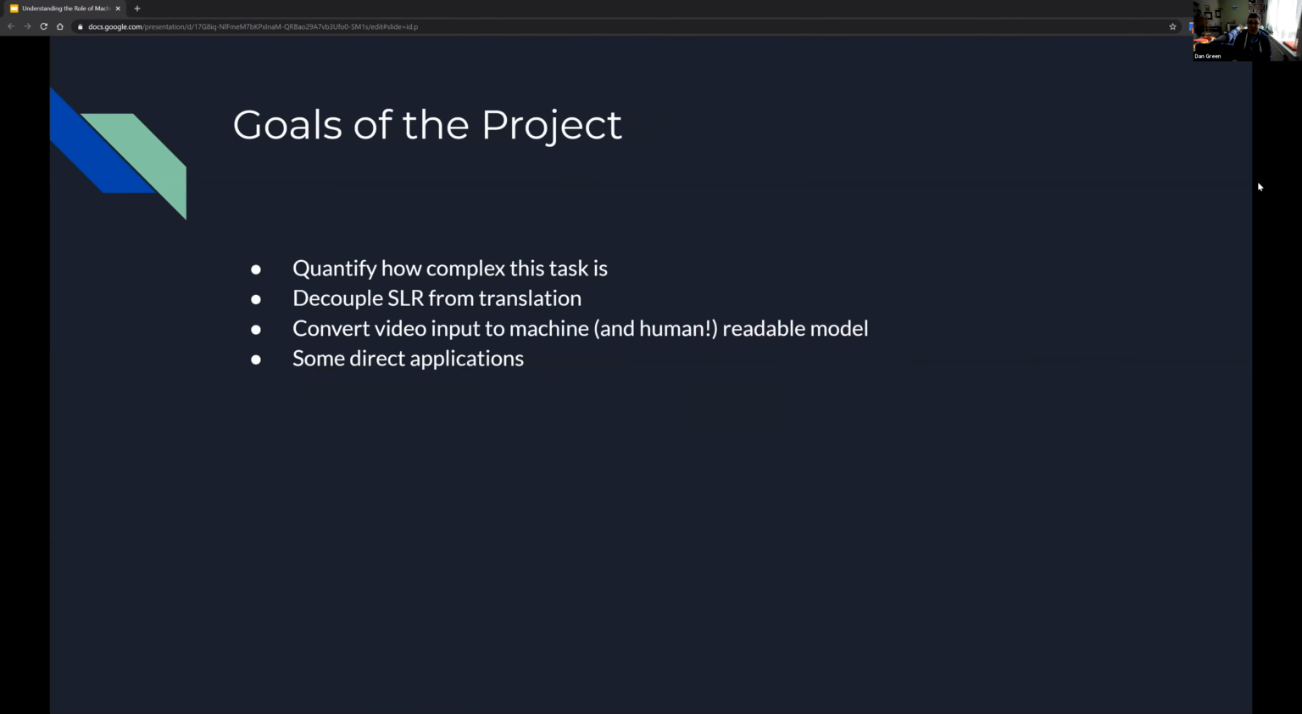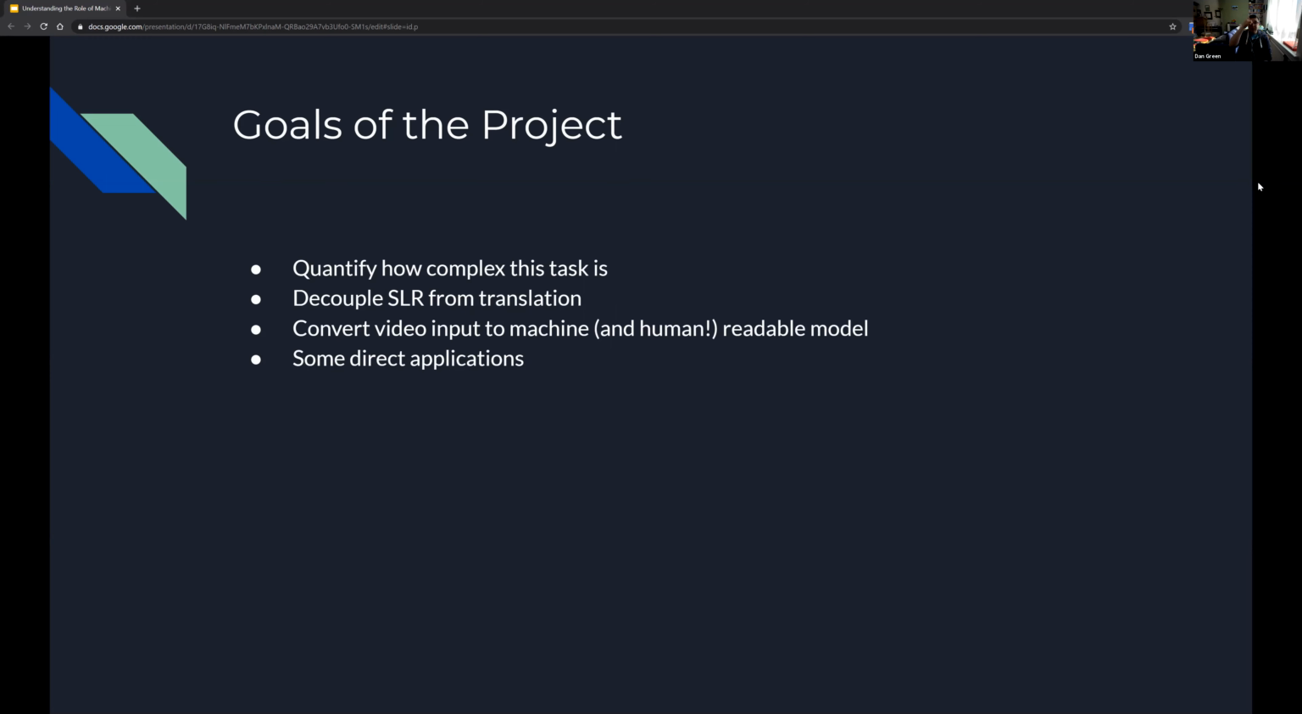So finally, I'm going to wrap up with talking about what my goals are for the project. A really big goal for me is just quantifying how complex this task is. I think that there are a lot of misconceptions about sign language and thinking that it is simpler than it is. Hopefully, I've convinced you at least somewhat today that it is a very complex task, but being able to properly articulate that and record how complex this is, I think is going to be really useful for demonstrating why we need such complex systems to tackle this problem.